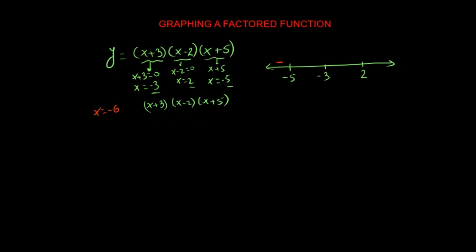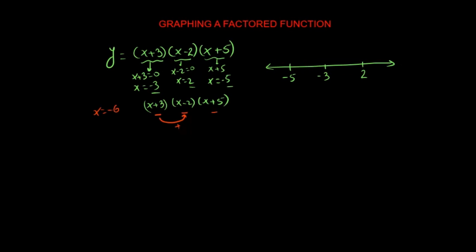Next, we will check a number from the next segment. We have minus 5 and minus 3. So the value we take would be somewhere here. I will go with minus 4, which lies somewhere here. And we check for minus 4. When x is minus 4, x plus 3 is negative. Minus 4 minus 2 is also negative. Minus 4 plus 5 is a positive value. When you multiply them together, negative times negative is a positive number. Positive times positive is also a positive number. So overall it's positive. This one is a positive value.